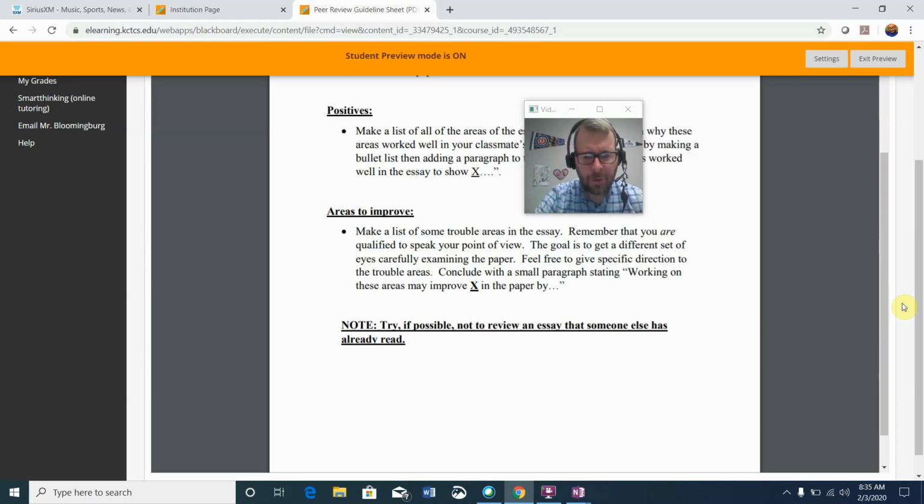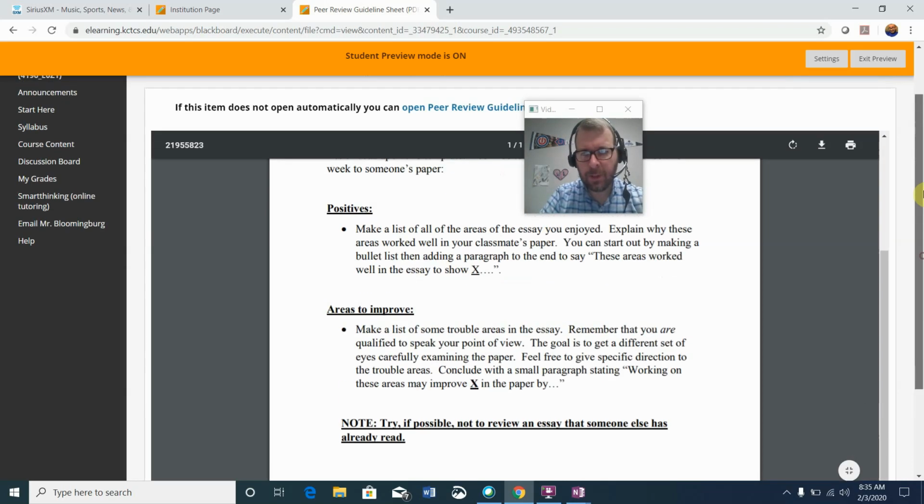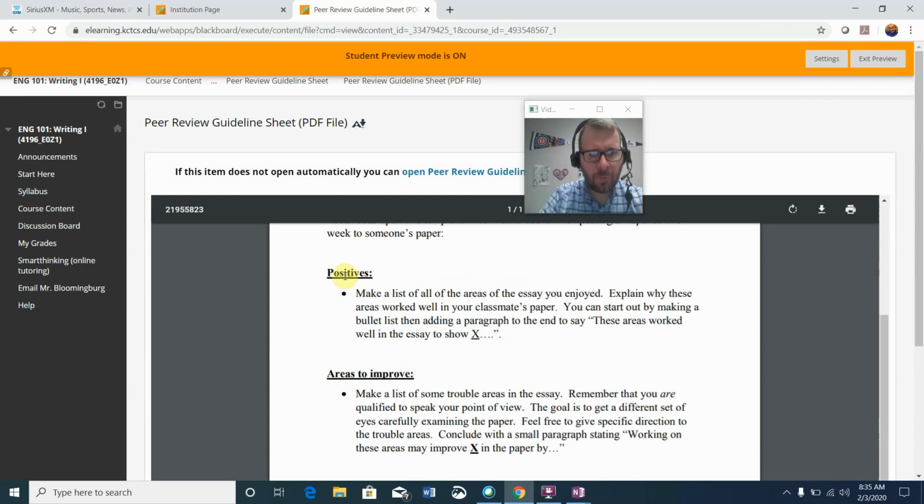So try, if possible, too, not to review an essay that someone else has already read. That is not going to always be possible, by the way. That's why I said if possible. I guess the point of the matter is, if you see 6 in a row that someone has looked at that paper, and you get to a 7th and you see nobody's looked at that one, go for that one. Go for the one that nobody's looked at. That's really what you want to do.